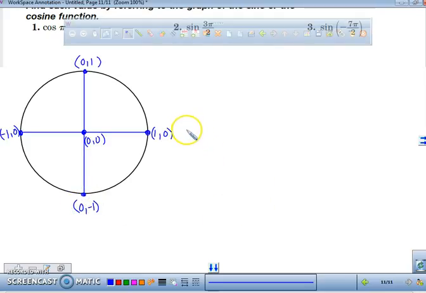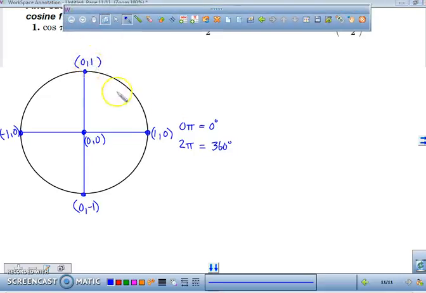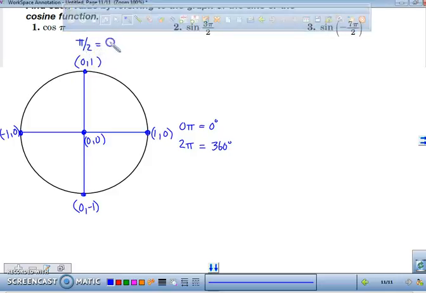Now, I want you guys to label right here at 1, 0. If we started here, this is our initial side, we'd be at 0 pi. If we go all the way around the circle, we're at 2 pi. At 0 pi, we're at 0 degrees. If we wanted to change to degrees, at 2 pi, we're at 360. How many degrees are we right here? From here to right there, how many degrees? 90. All right, so basically we're at pi over 2, which is equal to 90 degrees.